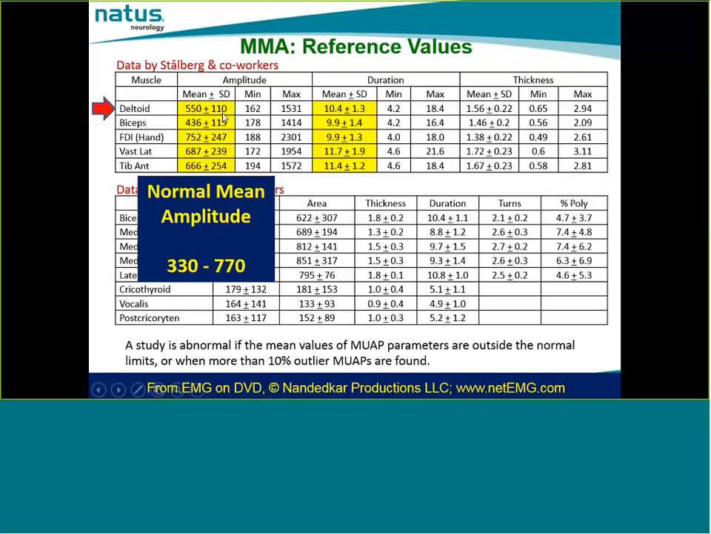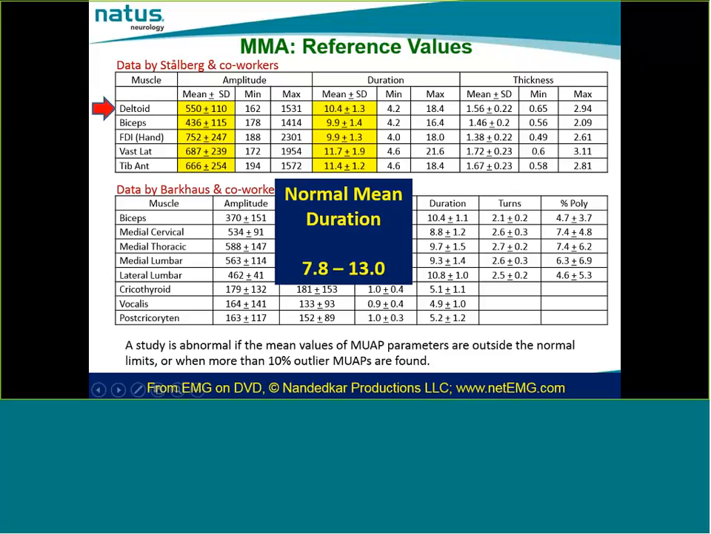2 standard deviations up, so you take 110 multiplied by 2, that's 220, plus 550, 770. So what this means is that if you record 20 potentials, measure the amplitude of each potential, and take the mean of it, in a normal muscle that should be between 330 and 770. And in the same way, we can look at the duration criteria. The mean is 10.4, standard deviation is 1.3, which gives us a normal range of about 7.8 to 13 milliseconds. So this is the way one can assess abnormalities based on mean values.